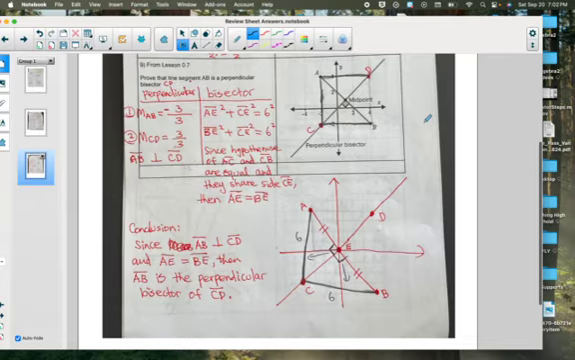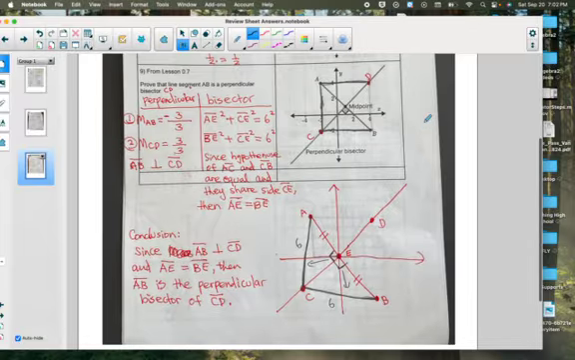Now, finally, we're at question number 9. Remember, question number 9, we must prove 2 different points, okay? Perpendicular bisector, right? We have to prove that AB is the perpendicular bisector of CD, okay? First, we're going to prove that AB is perpendicular to CD, and then we're going to prove that AB is a bisector of CD, okay?